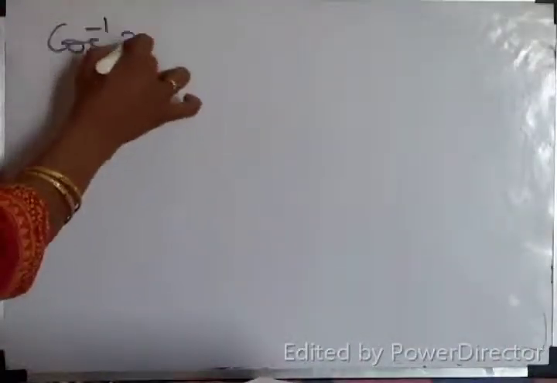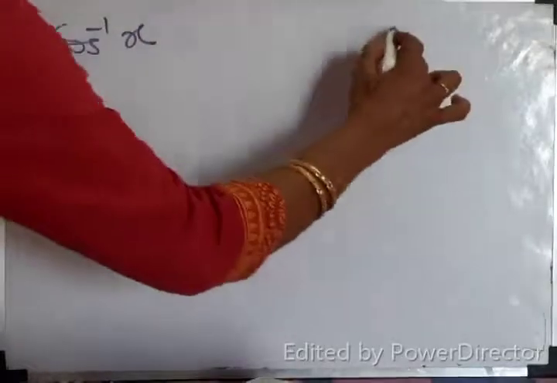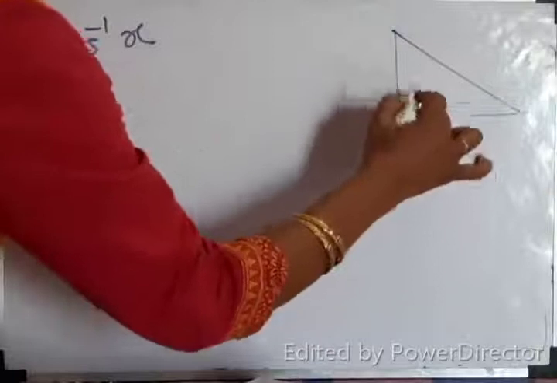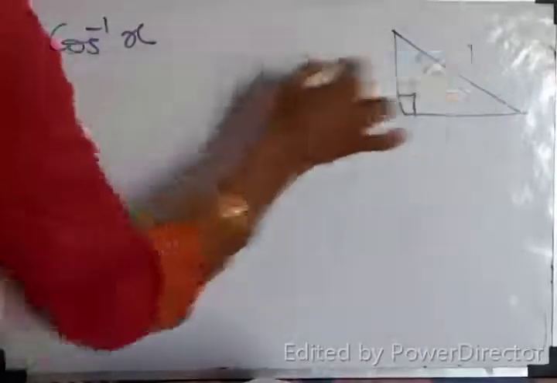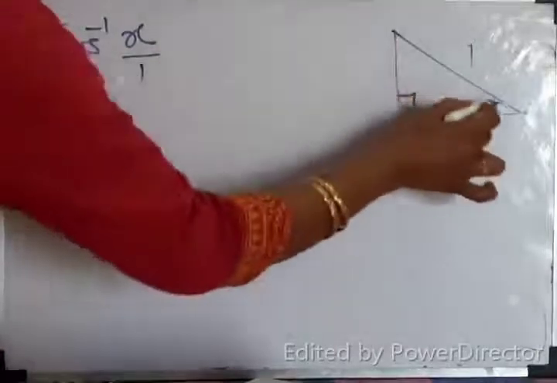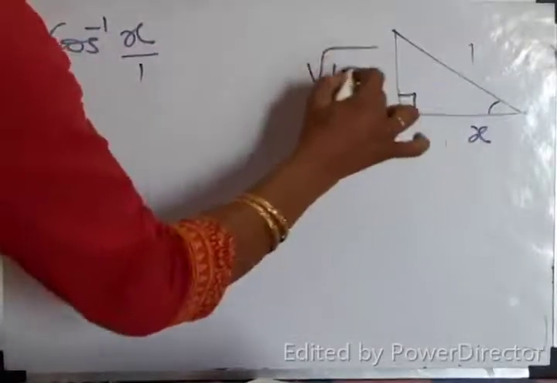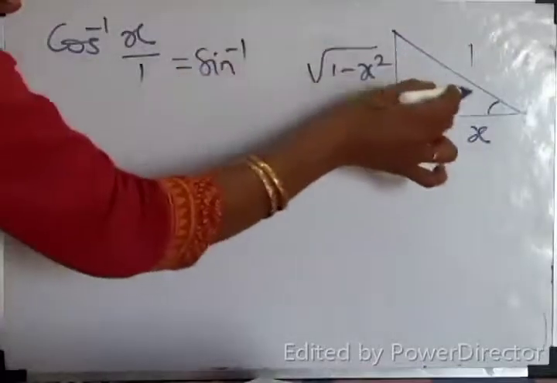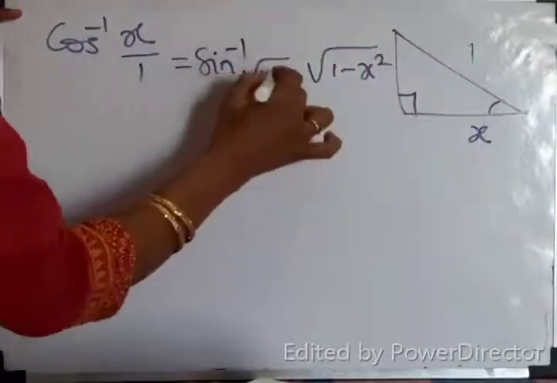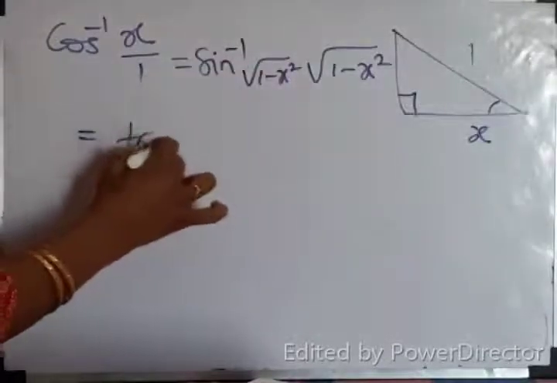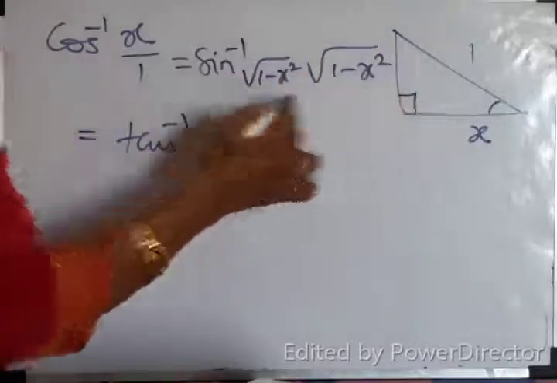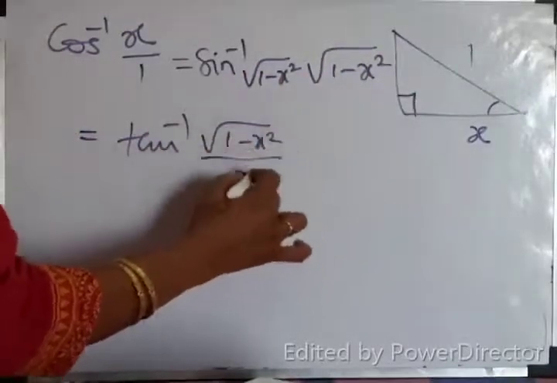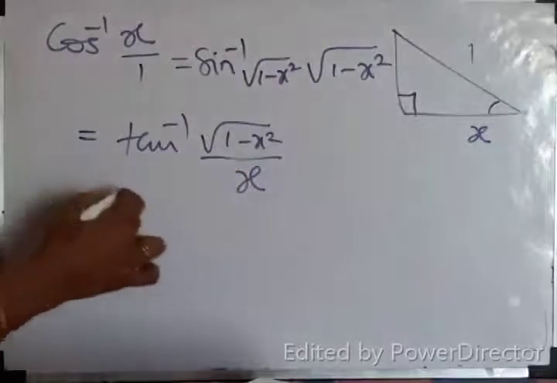Suppose the question is given cos inverse x. So draw a triangle with 90 degrees. This is the hypotenuse side. What is the hypotenuse side? 1, isn't it? Adjacent side is x. What is my opposite side? Root of 1 minus x square. So cos inverse x I can write as sin inverse, correct, opposite side by hypotenuse, root of 1 minus x square. Which is equal to, I want to write tan inverse. What do I get? Opposite by adjacent, root of 1 minus x squared by x.